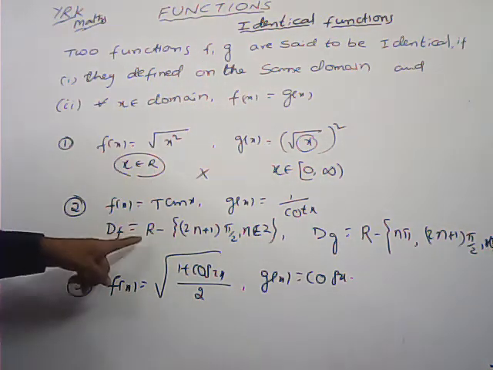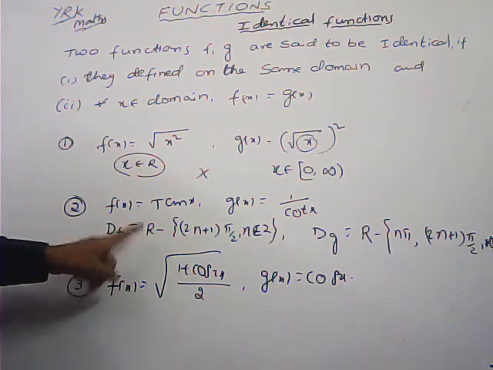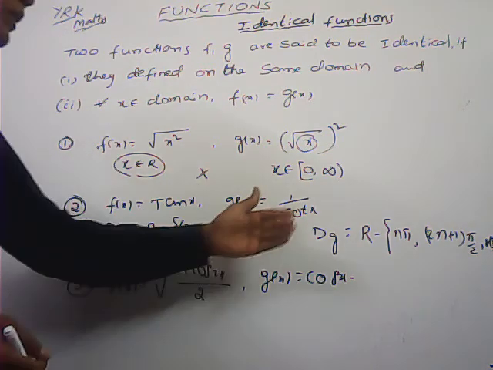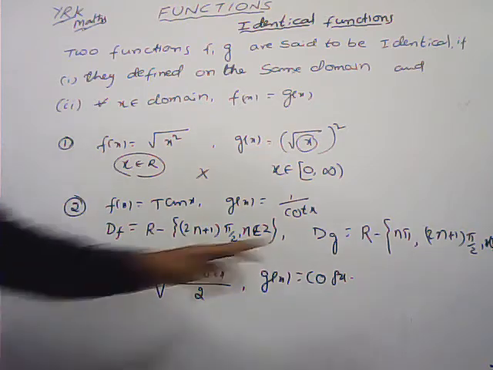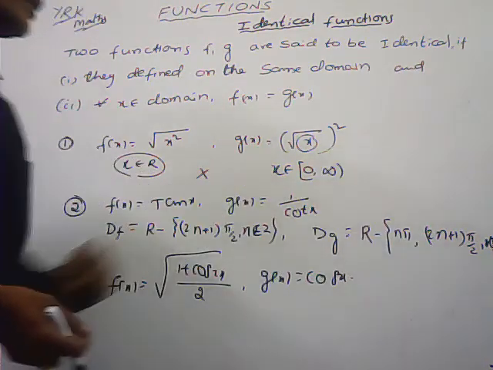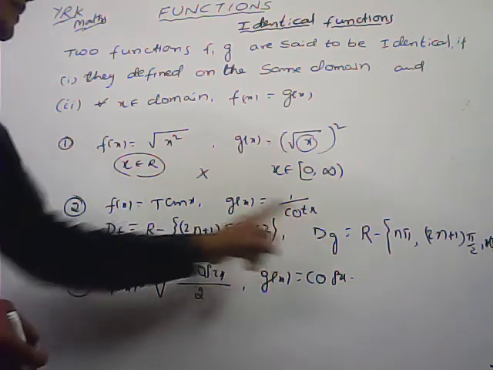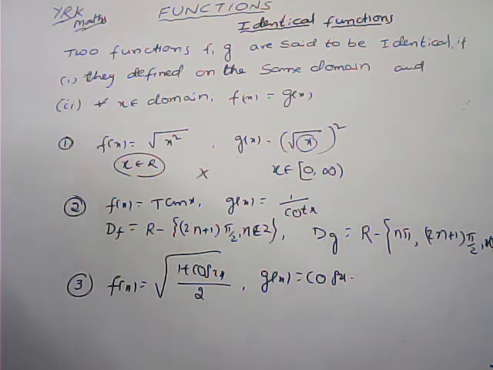Now here, the domain of the first function is R minus (2n+1)π/2, and what is the domain of the second function g? R minus nπ, (2n+1)π/2, n belongs to Z. By observing these two domains, they are not dependent on the same domain. So these two are also not identical.